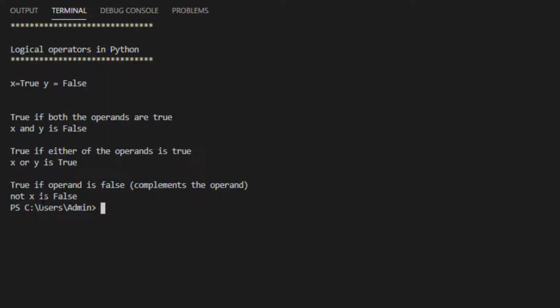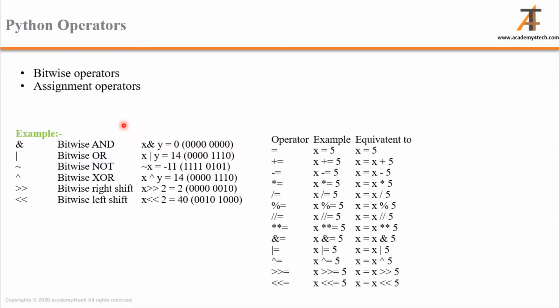Similarly, we have not x. So I'm trying to convert true into false. So not x is false. Not true means it is false. So this is how we can use logical operations in Python. For the bitwise operators, they act on operands as if they were strings of binary digits, operating bit by bit. So you can see one example here.